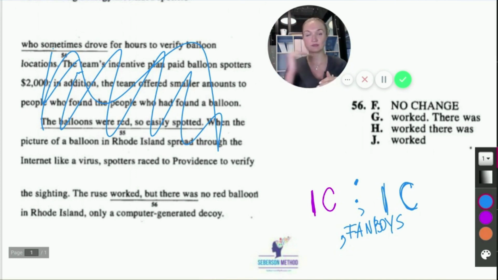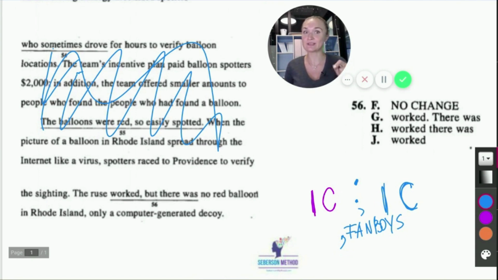Harshul is smart. That would be subject verb, independent clause. He is unable. That would be subject verb, independent clause. But the relationship is clearly reversal. He's smart, but unable to get 1600. Here, the ruse worked. There was no red balloon in Rhode Island, only a computer-generated decoy. There is no reversal relationship here.